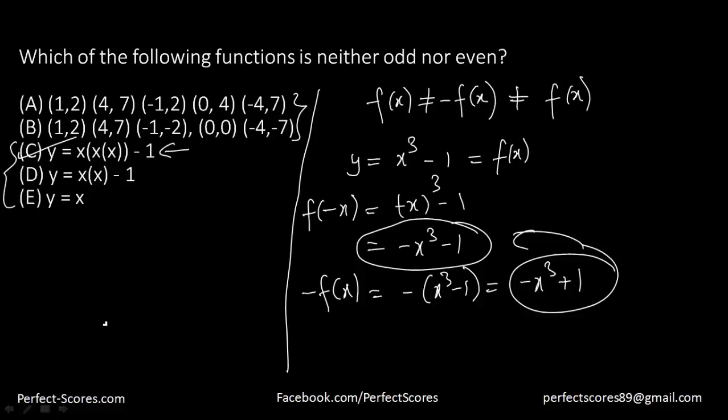Fine. So you're able to understand what I'm trying to say here. What you can do is plug in and eliminate also. You can say, what is f of 2 here? F of 2 is 2 cubed minus 1, that is 7.